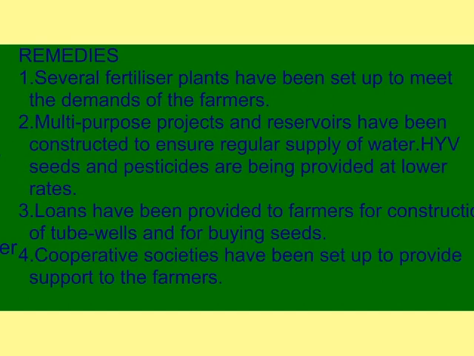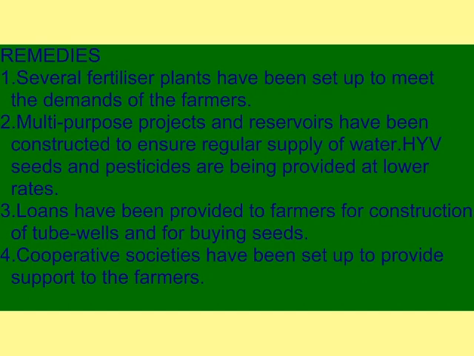And the remedies for this: several fertilizer plants have been set up to meet the demands of the farmers. Multi-purpose projects and reservoirs have been constructed to ensure regular supply of water. Then we also have high yielding seeds and pesticides being provided at lower rates to the farmers. Loans have been provided to farmers for construction of tube wells and for buying seeds. And then the fourth one we have is cooperative societies have been set up to provide support to the farmers. So these are some of the remedies that we have here for sugarcane plant.